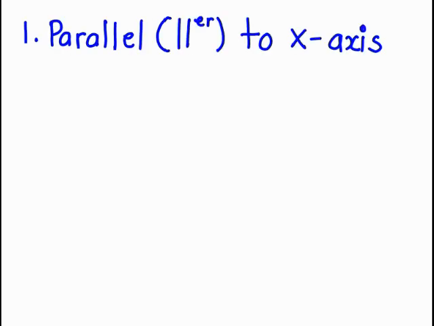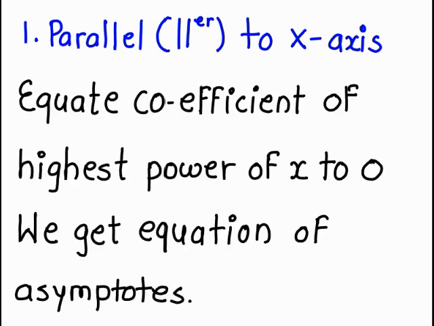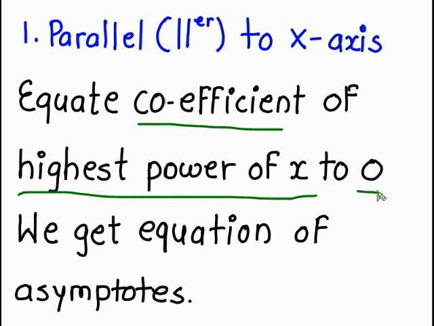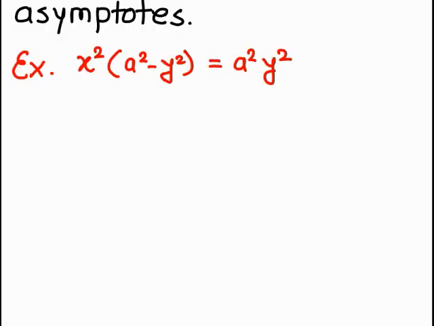Now first understand the asymptote: how to find an asymptote parallel to the x-axis. Equate the coefficient of the highest power of x to 0, and we get the equation of an asymptote. Remember this, we have to equate the coefficient of the highest power of x to 0, and we get the equation of an asymptote which is parallel to the x-axis.